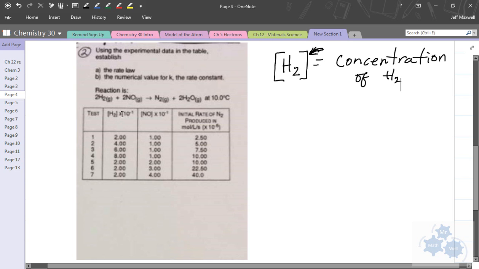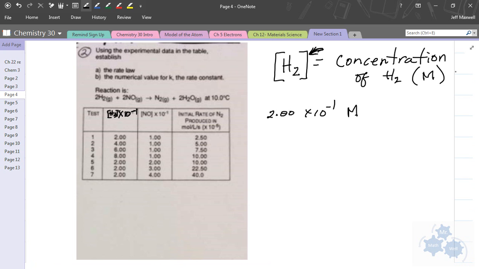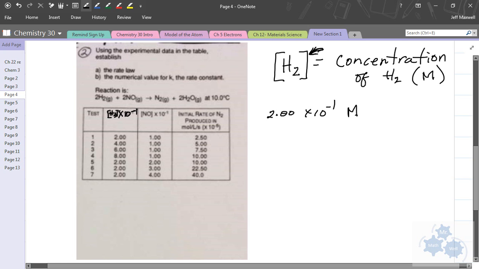So you'll also see in here, and I'll just highlight this, it says concentration of H2 times 10 to the negative 1. So this 2.0 is actually 2.00 times 10 to the negative 1. And what is that? Well, that would be in moles per liter. So that's the other thing. The units for concentration are moles per liter. And again, this is physical science 20 stuff, so you've learned this once. I don't know if you remember it or not, but moles per liter is how we express concentration. And that's literally the number of moles in 1 liter. That's what capital M stands for.